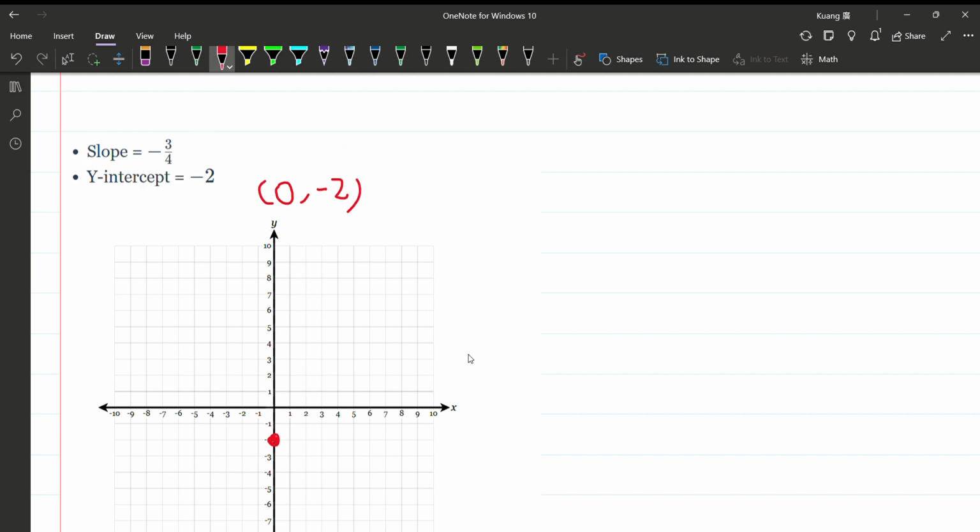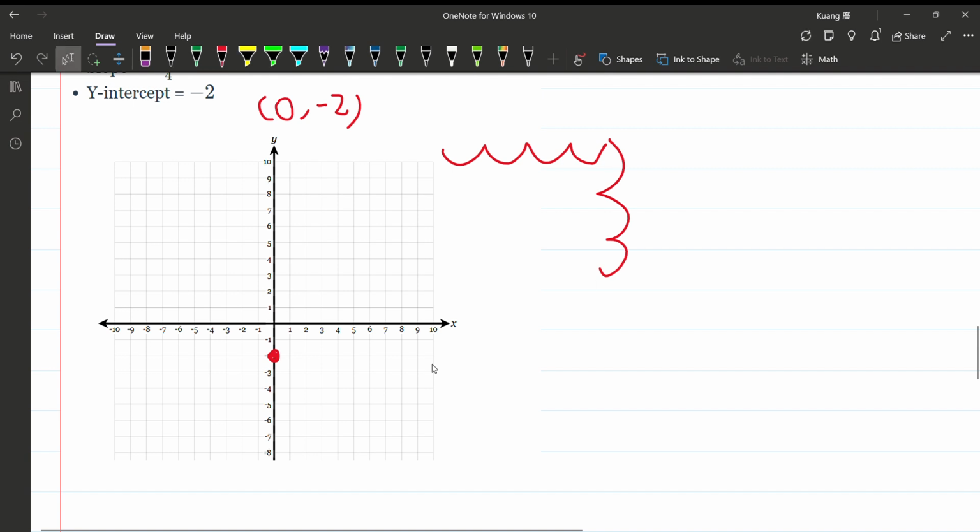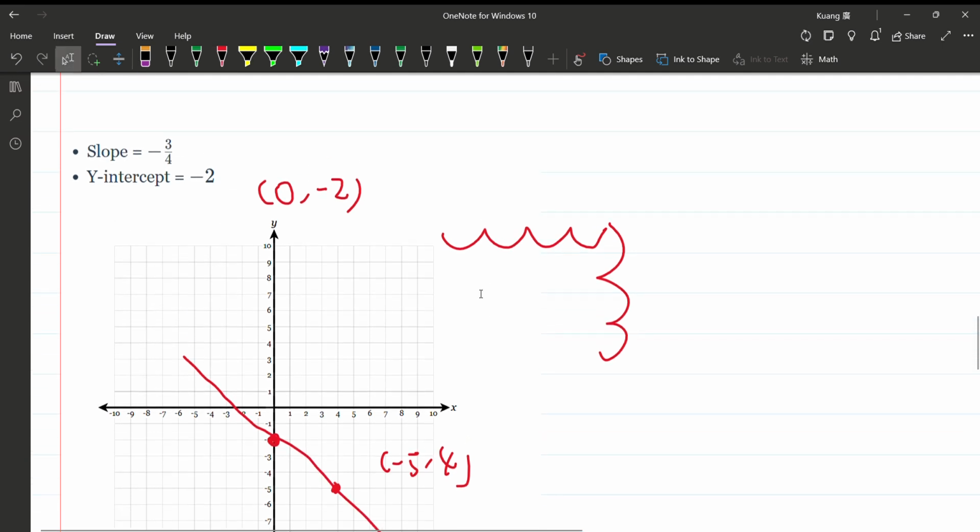And what does a slope of -3/4 mean? That means when your x increases by 4, go to the right 4 units, and because it's negative, you're going down. Going down how much? 3 units. So 1, 2, 3. So for the second point, you move 1, 2, 3, 4, and then down 1, 2, 3. Here, this point. Alright? That will be (4, -5). And then connect. This is your line, given the slope and the y-intercept.